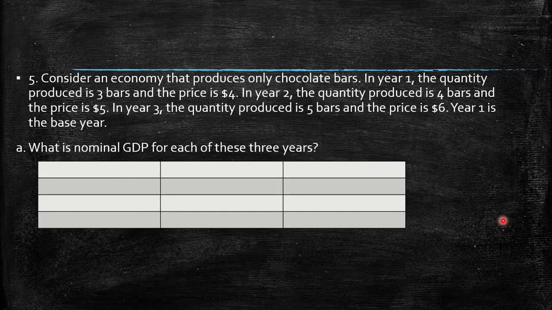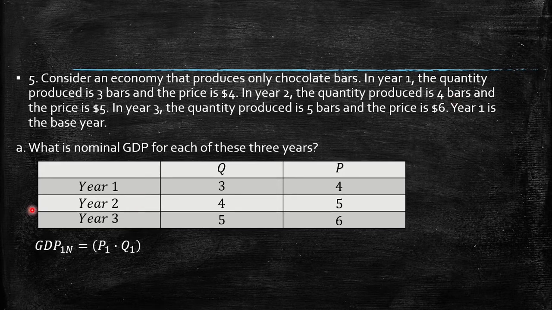So let's summarize all that information in a table to make it easier. So we have year 1 quantity and prices. For year 1 the quantity is 3 and the price is 4. Then for year 2 the quantity produced is 4 and the price is 5. In year 3 the quantity produced is 5 bars and the price is 6. Then we already know the nominal GDP should be price times the quantities. In this case we just have one product, so it should be this computation.